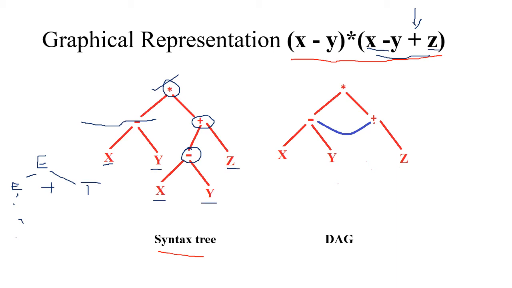Now, in this case, identify whether any common expression is present here. This x minus y and this x minus y is common. So why should we do it both times? In this case, the common expression x minus y is identified. On getting x minus y a second time, we don't perform x minus y again. Instead, we point to the already existing part.